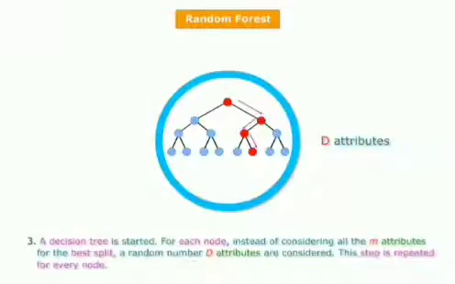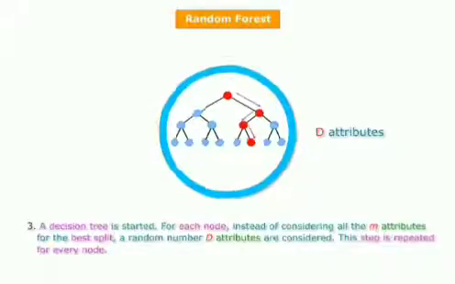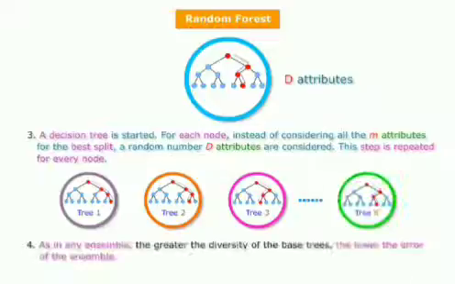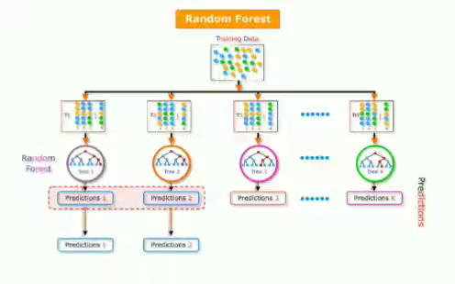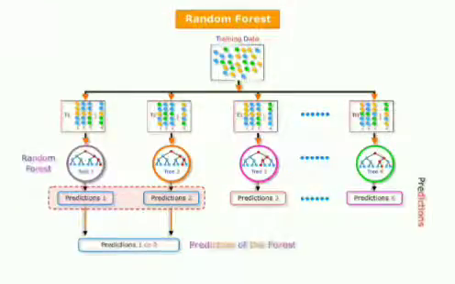Number 3, a decision tree is started. For each node, instead of considering all the m attributes for the best split, a random number d of attributes are considered. This step is repeated for every node. Number 4, as in any ensemble, the greater the diversity of the base trees, the lower the error of the ensemble. Once all the trees in the forest are built, for every new record, all the trees predict a class and vote for the class with equal weights. The most predicted class by the base trees is the prediction of the forest.